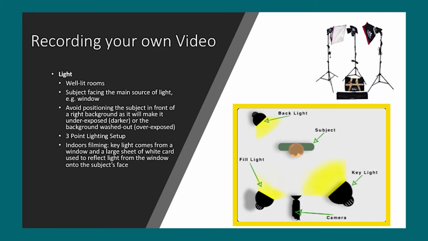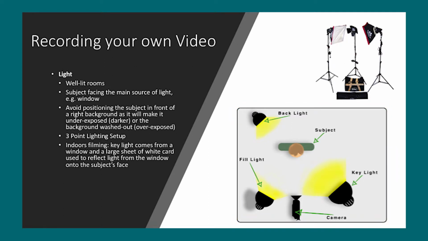This is a diagram of a 3-point lighting setup. The key light is the main light source that shines directly on the subject, usually from the front right or front left, and it establishes the overall look and feel of the shot. Try using the sun shining through a large window for a key light.